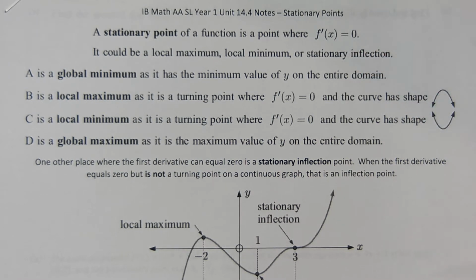Now, a stationary point could be one of three things to any curve. It could be a global minimum. That means it's the lowest point on the curve. It could be a local maximum, which means it's the highest point in its general surroundings. We always find this at the top of a bump. Looks like this. The local max would be here.